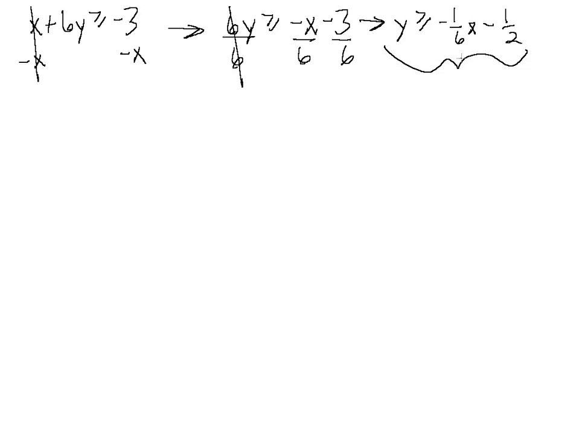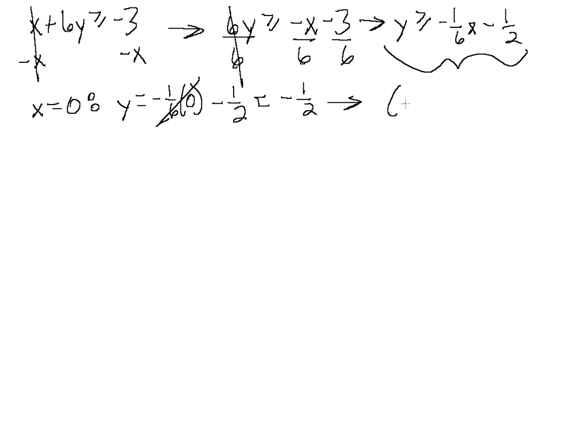All right, so let's go ahead and pick out 3 simple, very easy to work with values to plug in for x and find our y values so we can plot our points. So we have x equals 0, which means y equals minus 1 over 6 times x, which is 0, minus 1/2. That cancels, so we just have y equals minus 1/2, which gives us the point 0 and minus 1/2. All right, let's go ahead and look at another one.